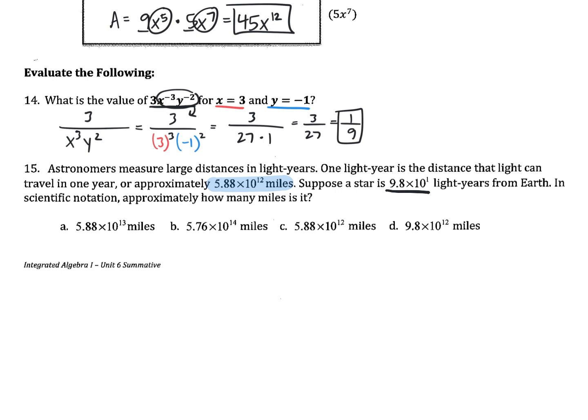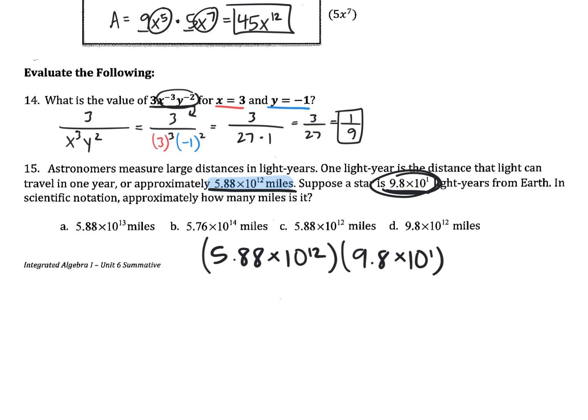So since this is 1 light year away, and we have this many light years, we need to multiply these things together. So you're trying to solve this problem right here. Times 10 to the 12th, and then 9.8 times 10 to the 1st. Okay, so I'm going to take 5.88 times 9.8 and plug that in your calculator. And that will give me 57.624. And then I'm going to add my exponents together, so that's going to give me times 10 to the 13th power.